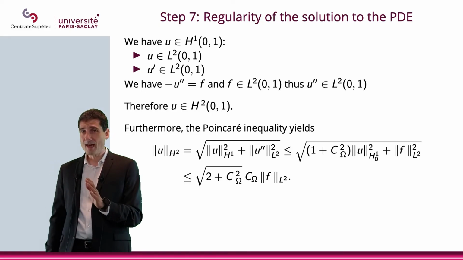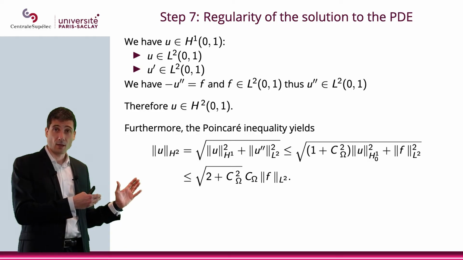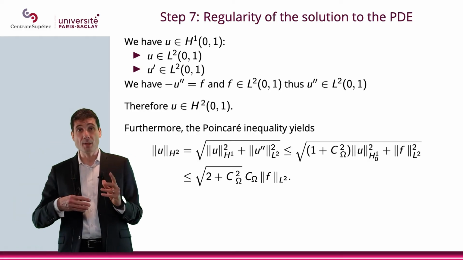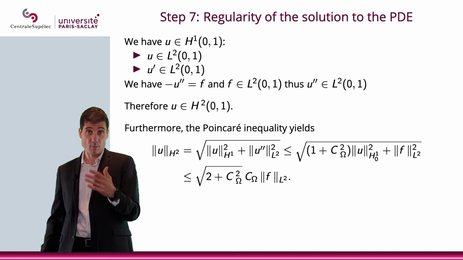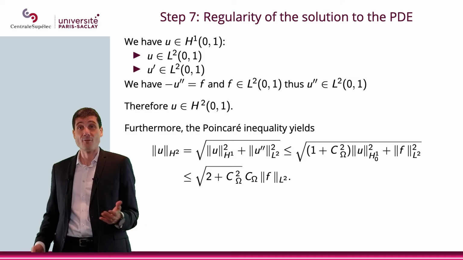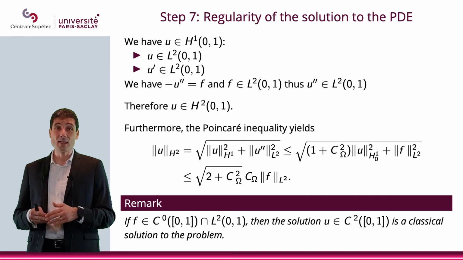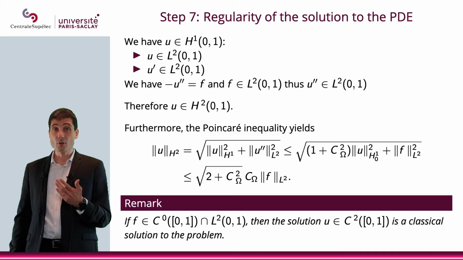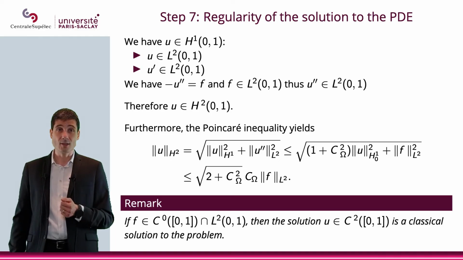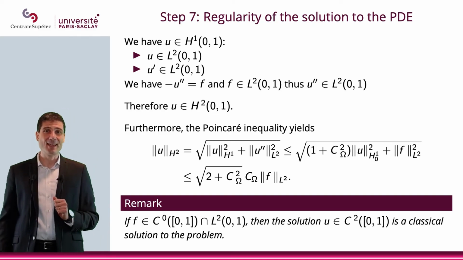Okay, so you see what we have now. What we're saying is that u, which was a distribution just a few minutes ago, is actually a distribution that happens to be in H2. So actually it is a function. We just found out it's a function. All right. Now, what happens is that if f is continuous and in L2, then the solution u is a classical solution to the problem. So actually, the PDE has a solution.